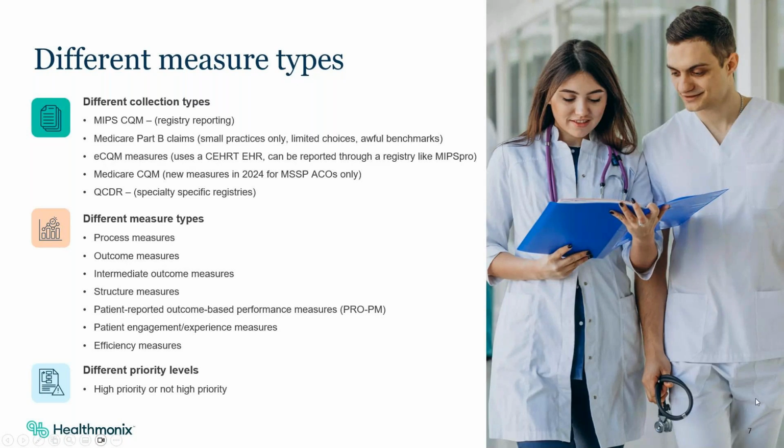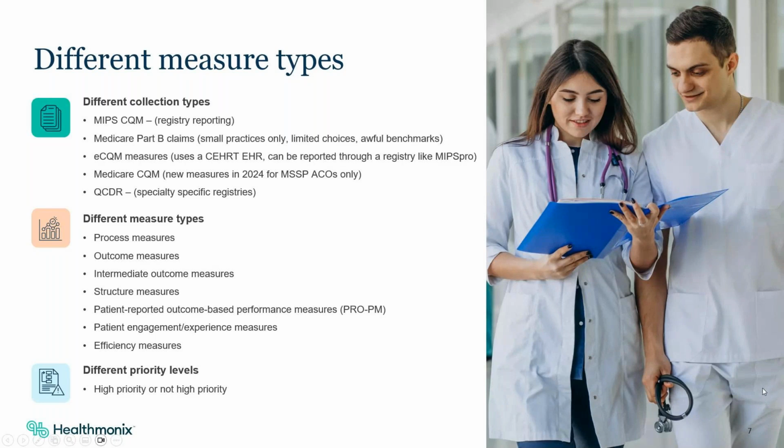The different measure types include process measures. Did you do the thing? Did you do the process? Outcome measures. Hey, you did the thing, but is it actually meeting the outcome that we're expecting? Intermediate outcome measures, which is a combination of those two. And there's also some lesser used measures. However, we're seeing them gaining popularity.